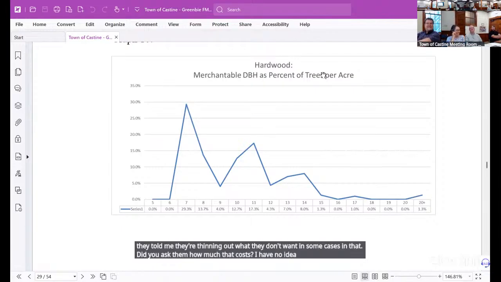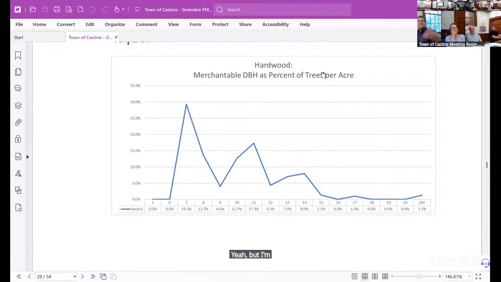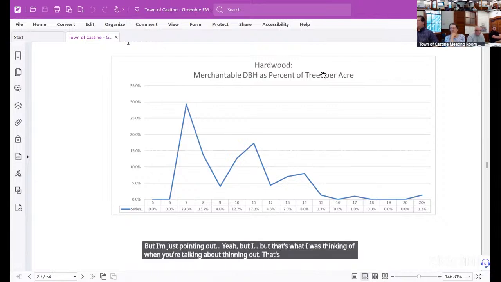You don't want to know. Last I heard, it's about $350 an hour. Well, I think they own the machines and the land, so that's fine, but I'm just pointing out that's what I was thinking of when you talked about thinning out. When I asked why they just grind that down to nothing, they said, because I don't want it in my stand. That's another long story.